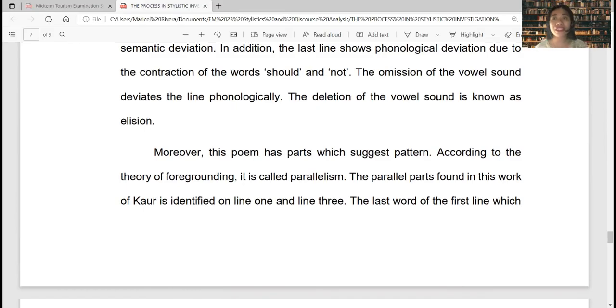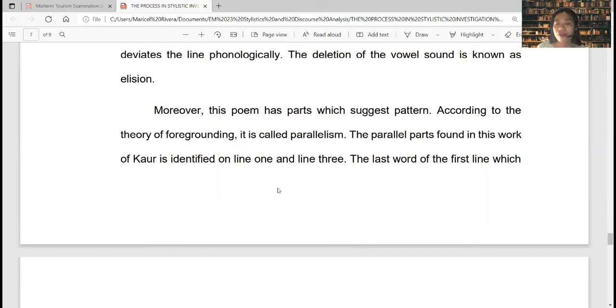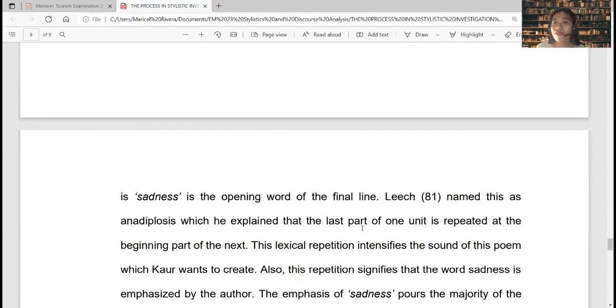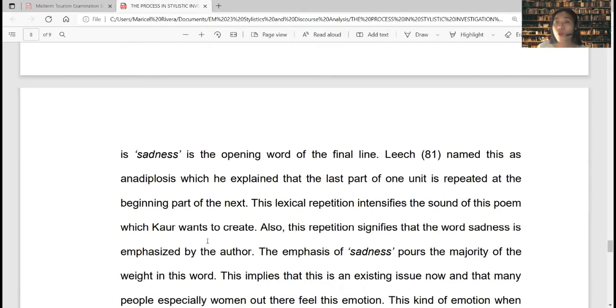When we say pattern, the repetition now. According to the theory of foregrounding, we call it parallelism. So the parallel parts found in this work of Kaur is identified on line 1 and line 3. The last word of the first line, which is sadness, is the opening word of the final line. So Leech on page 81 named this as anadiplosis, okay? Which he explained that the last part of one unit is repeated at the beginning part of the next. So this lexical repetition intensifies or emphasizes the sound of this poem, which Kaur wants to create.